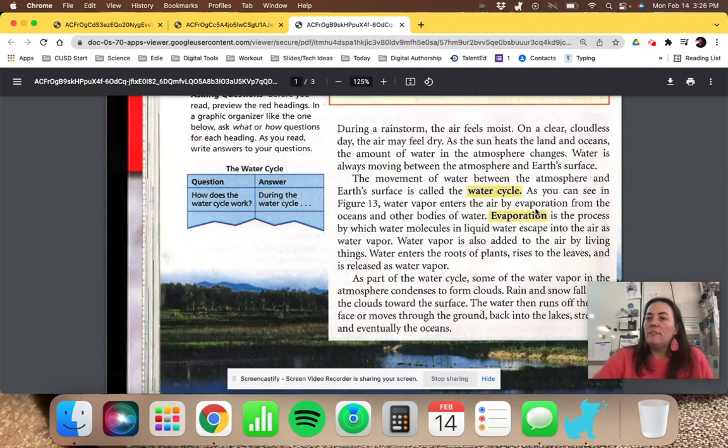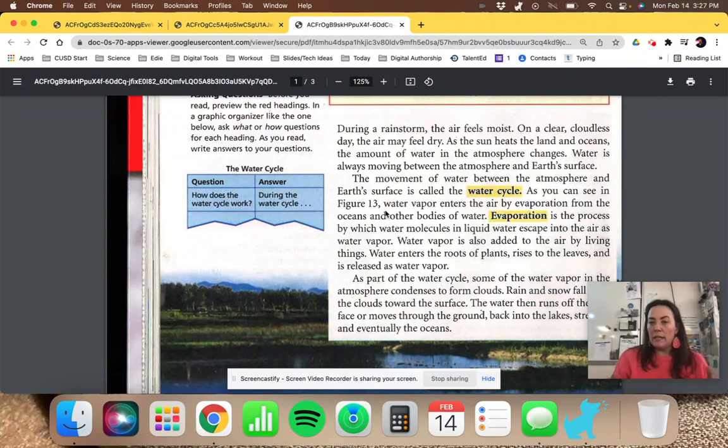During a rainstorm, the air feels moist. On a clear, cloudless day, the air may feel dry. As the sun heats the land and oceans, the amount of water in the atmosphere changes. Water is always moving between the atmosphere and Earth's surface. The movement of water between the atmosphere and Earth's surface is called the water cycle. As you can see in figure 13, water vapor enters the air by evaporation from the oceans and other bodies of water. Evaporation is the process by which a water molecule in liquid water escapes into the air as water vapor. Water vapor is also added to the air by living things.